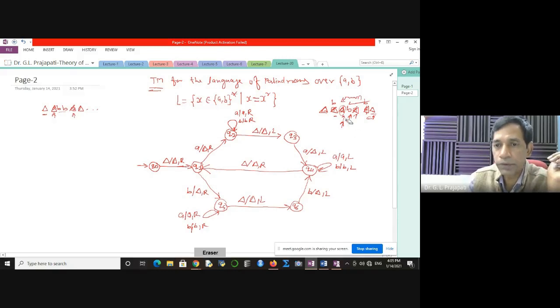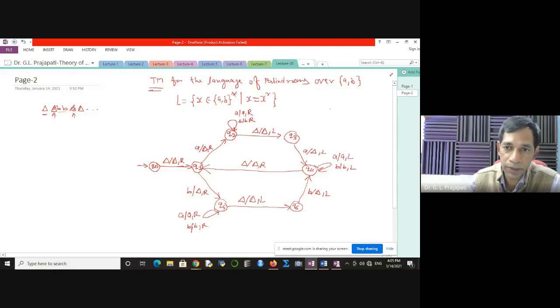But how can you show the case of acceptance? For the case of acceptance, there are two situations. Your input can be of even length. Say, for example, if you are given a, this is an even length palindrome. So at q0 you have the blank, replace with blank, go to the R, and you have replaced with blank symbol, go to the R, and at the state q2, a, replace with blank and go to R, means you are now here.